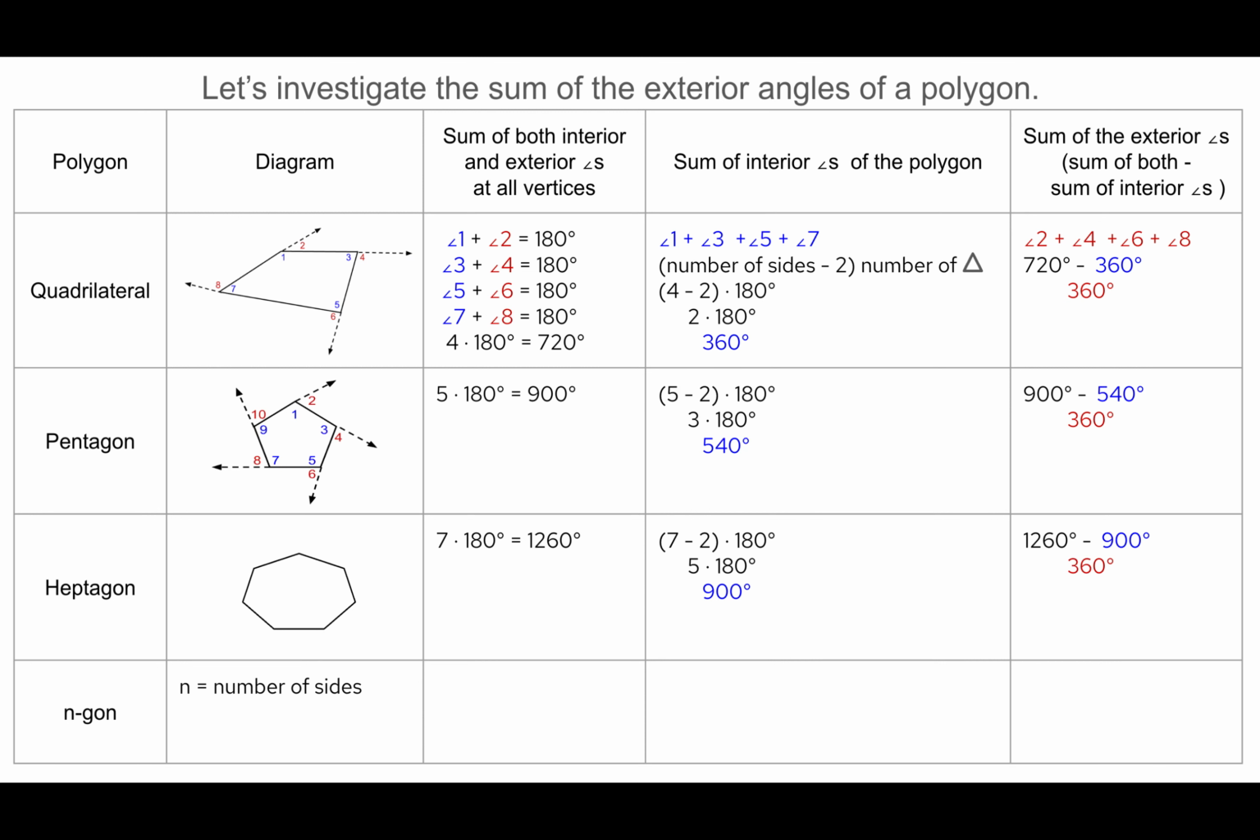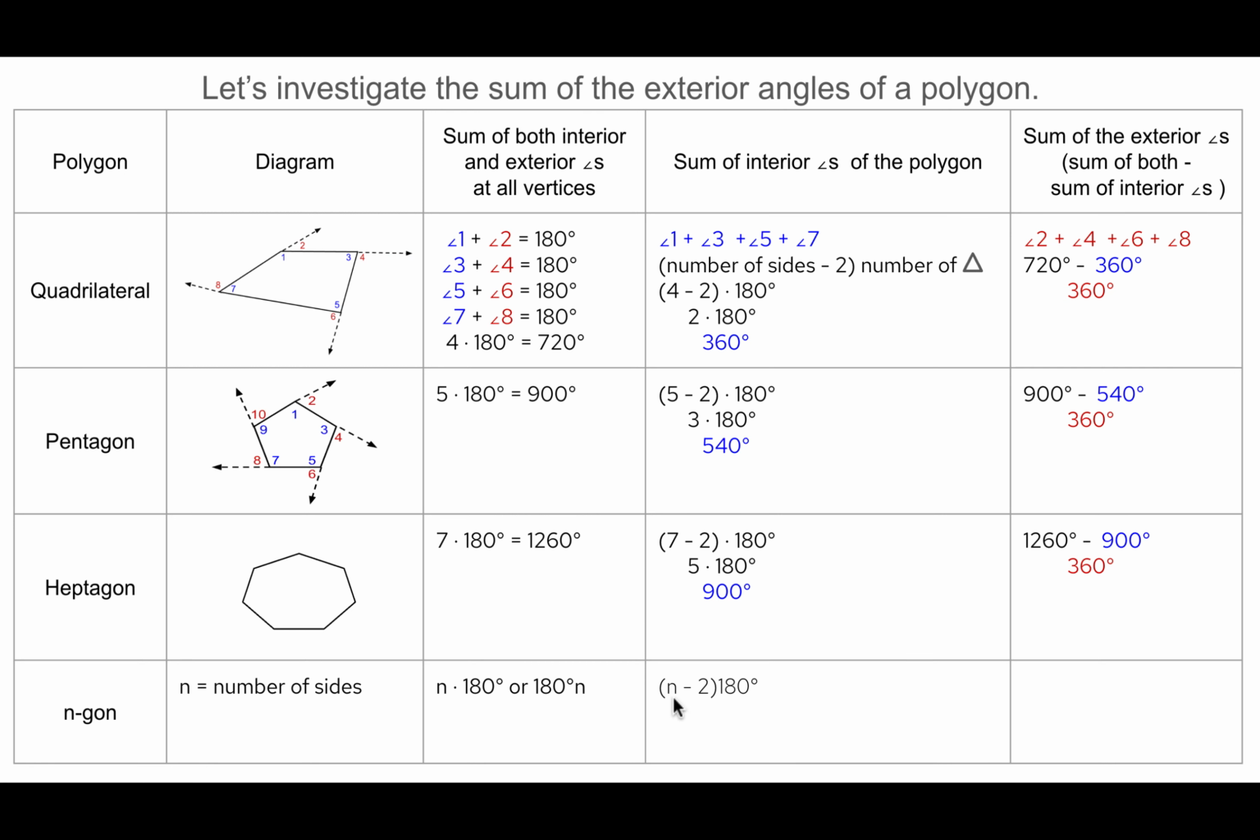Let's try the n-gon. So it could have any number of sides. So we're just going to make n equal the number of sides. So if n equals the number of sides, I can say n multiplied by 180, just like I said 7 multiplied by 180. In algebra, we usually write it as 180n.